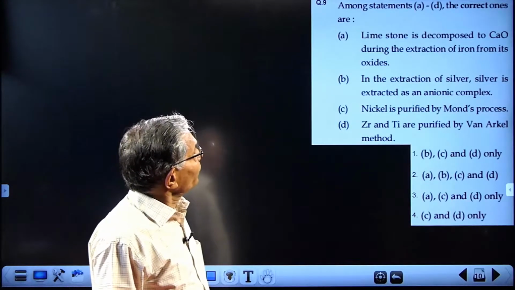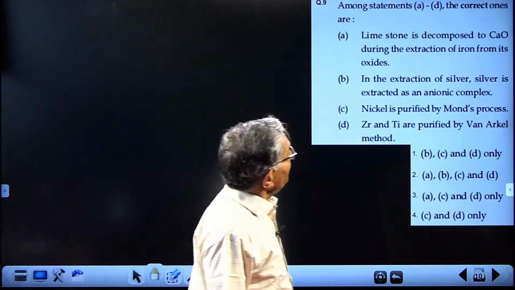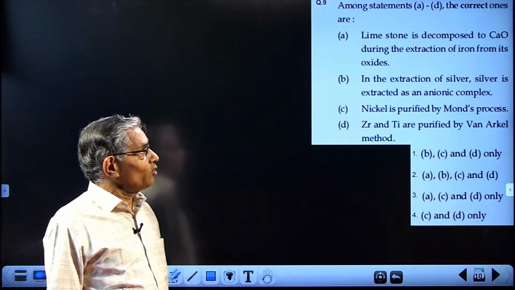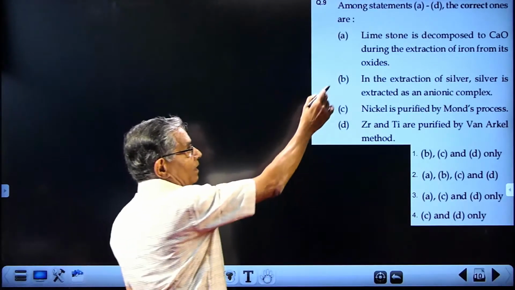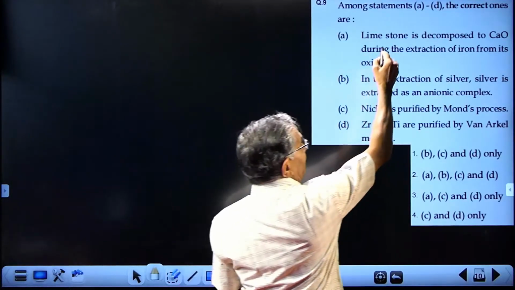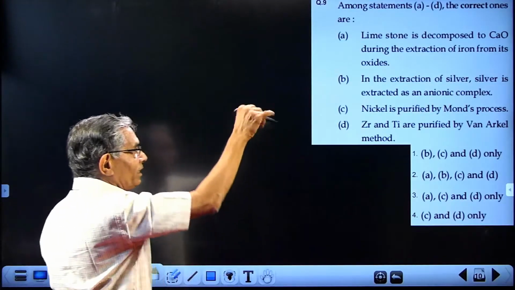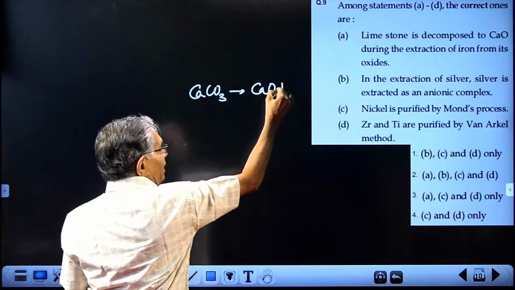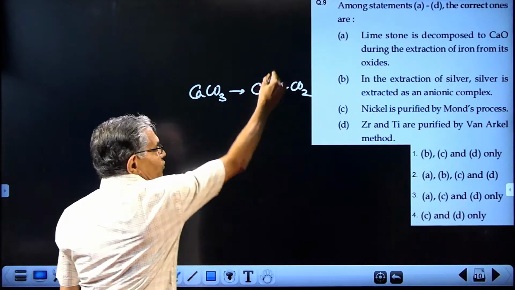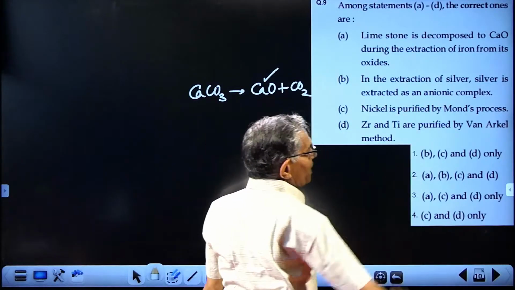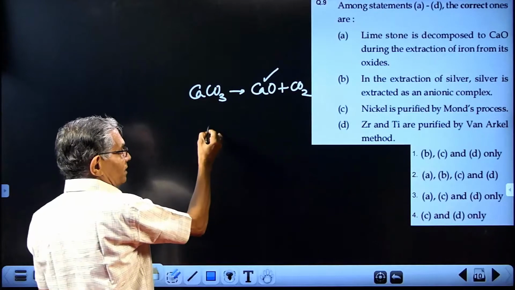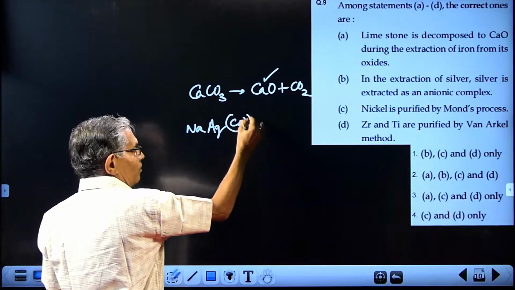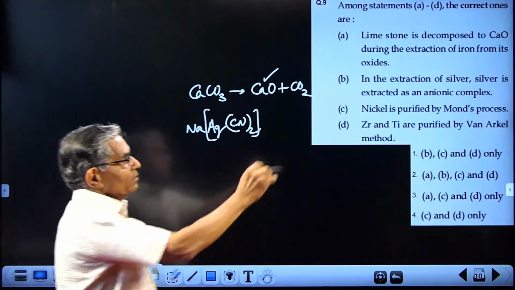Number 9. Among the statements A to D, the question is from metallurgy, extraction of metals, metallurgical procedures. Actually all are correct statements. See, limestone decomposes to CaO in the blast furnace. When you are adding CaCO3 limestone, immediately that will decompose into CaO and CO2. So statement 1 is correct. In the extraction of silver by the hydrometallurgy method, silver ore will be converted to sodium silver cyanide complex, Na[Ag(CN)2]. So the second is also correct.